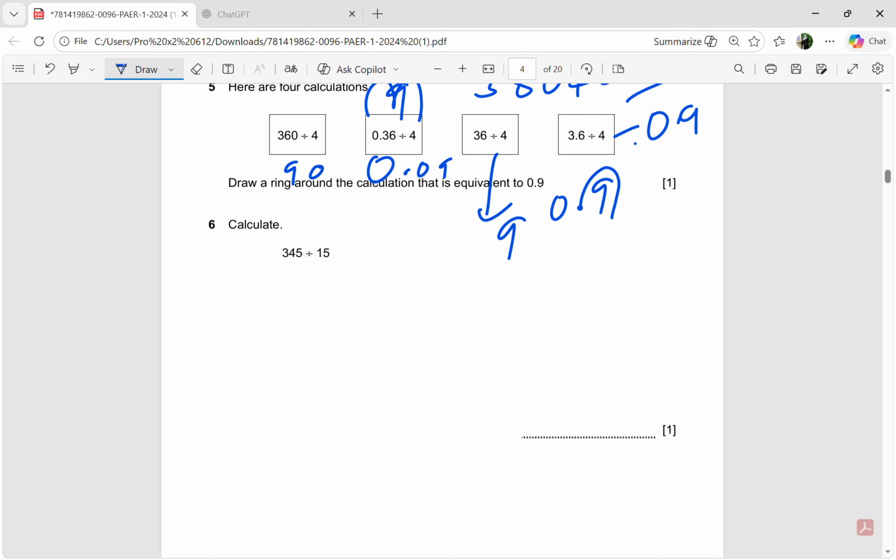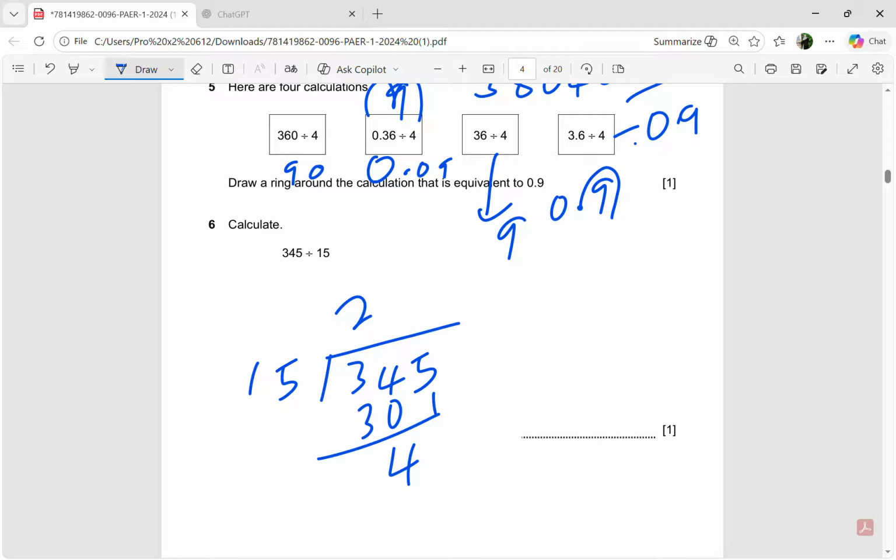Calculate 345 divided by 15. So 15 goes into 34 how many times? 15 times 1 is 15, times 2 that's 30, times 3 is 45. So times 2 equals 30. Remainder 4. Bring down the 5. How many times does 15 go into 45? The multiples of 15 are 15, 30, 45. So it's 3. And when we subtract, we get our final answer as 23.